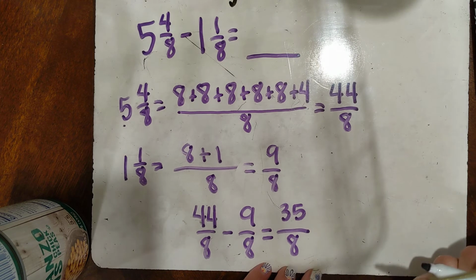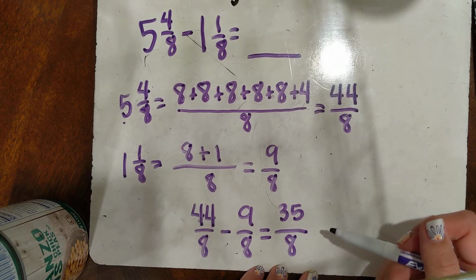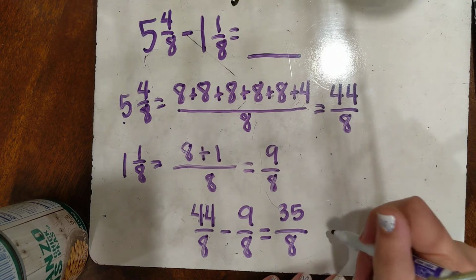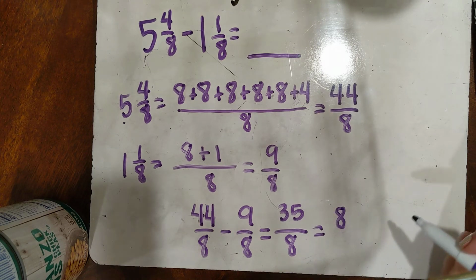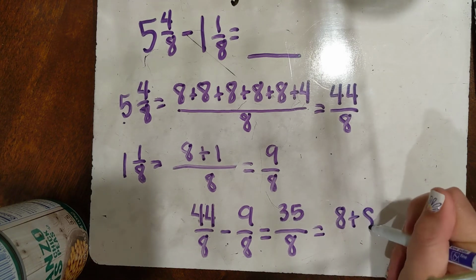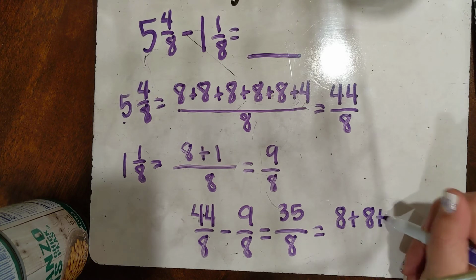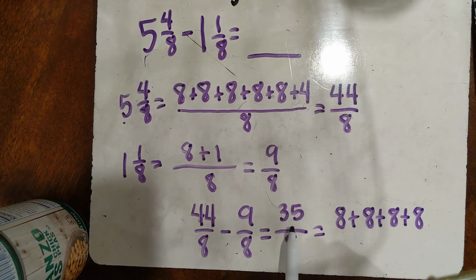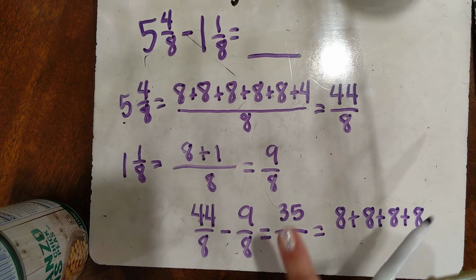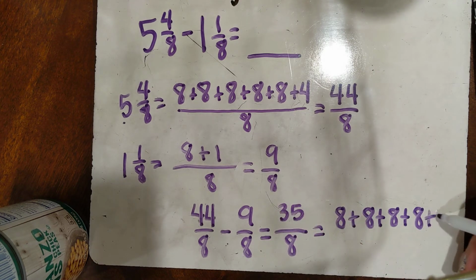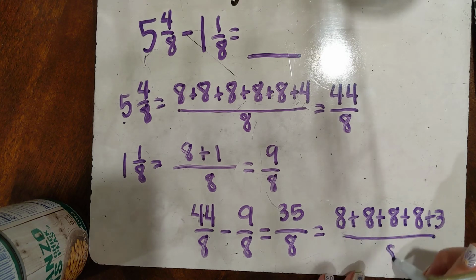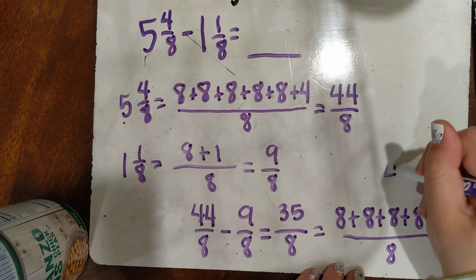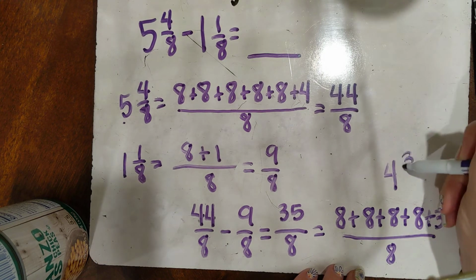Now I have 35/8, but I'm not done, because it's still an improper fraction, and we need to turn it back into a mixed number and then simplify. So 35/8, if I take out 8s: 8, 16, 24, 32, can't go any higher than that. If I have 32, I have 33, 34, 35, 3 left. So I have 4 wholes and left over 3/8.